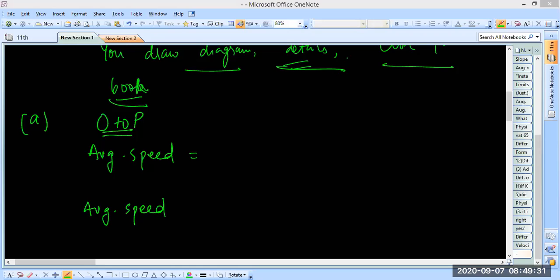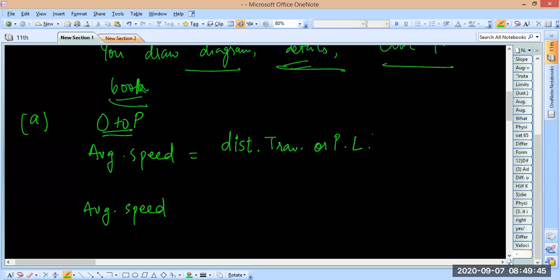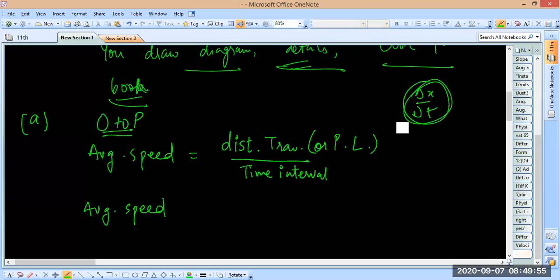Okay, right. So finally, I'm just going to put the correct answer here. The correct answer is distance traveled or path length. You can write either one, no problem. Path length divided by time interval or time taken. See, this is not delta x by delta t. Delta x by delta t means average velocity. So let's see how much is the distance traveled.